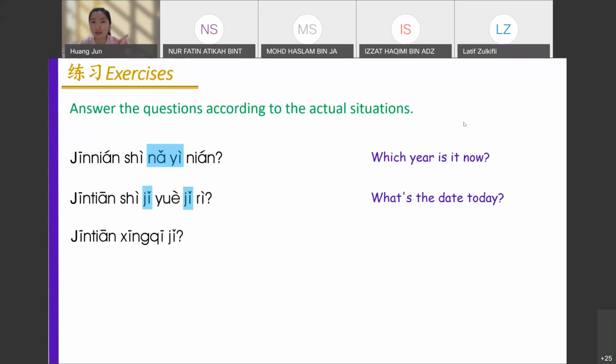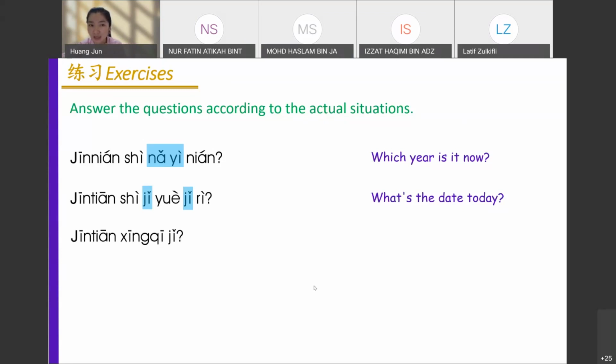Then 18th, November 18th. 18 is 18日, okay, 18日. Also 18, numbers less than 100, always write together, no space in the middle. So 18 is written together. Then this is 今天是11月18日. Okay, so check your answer, no problem.